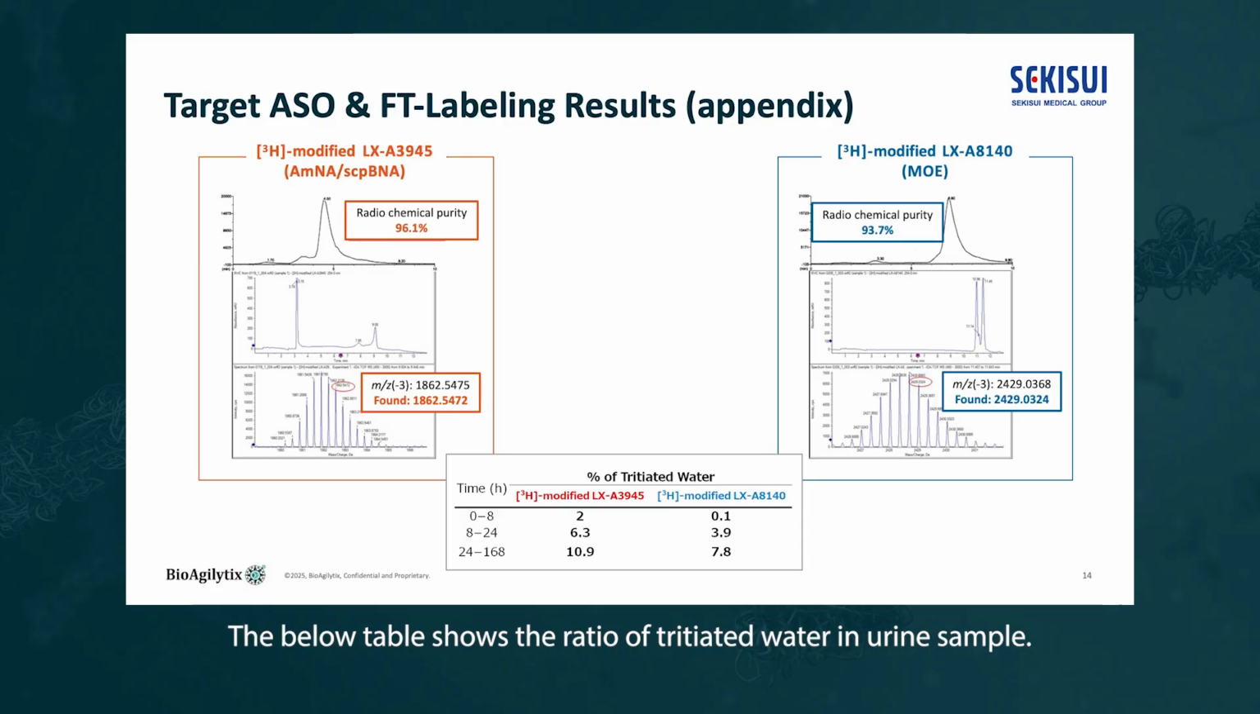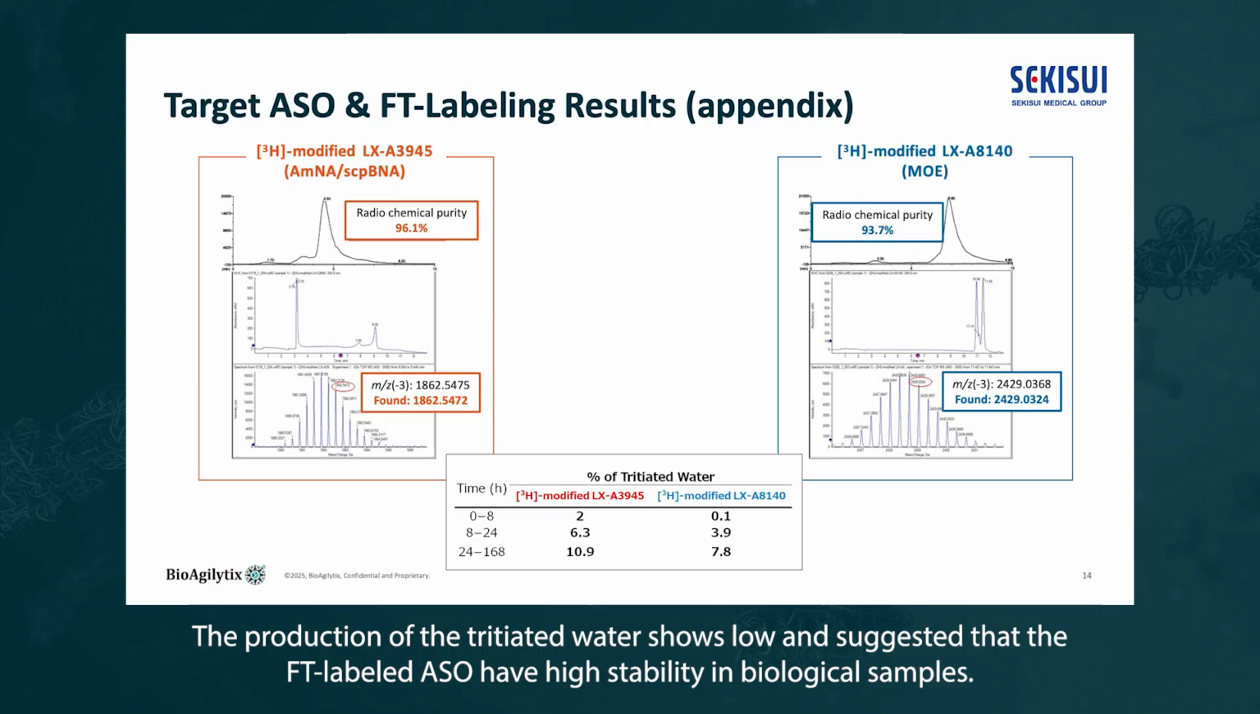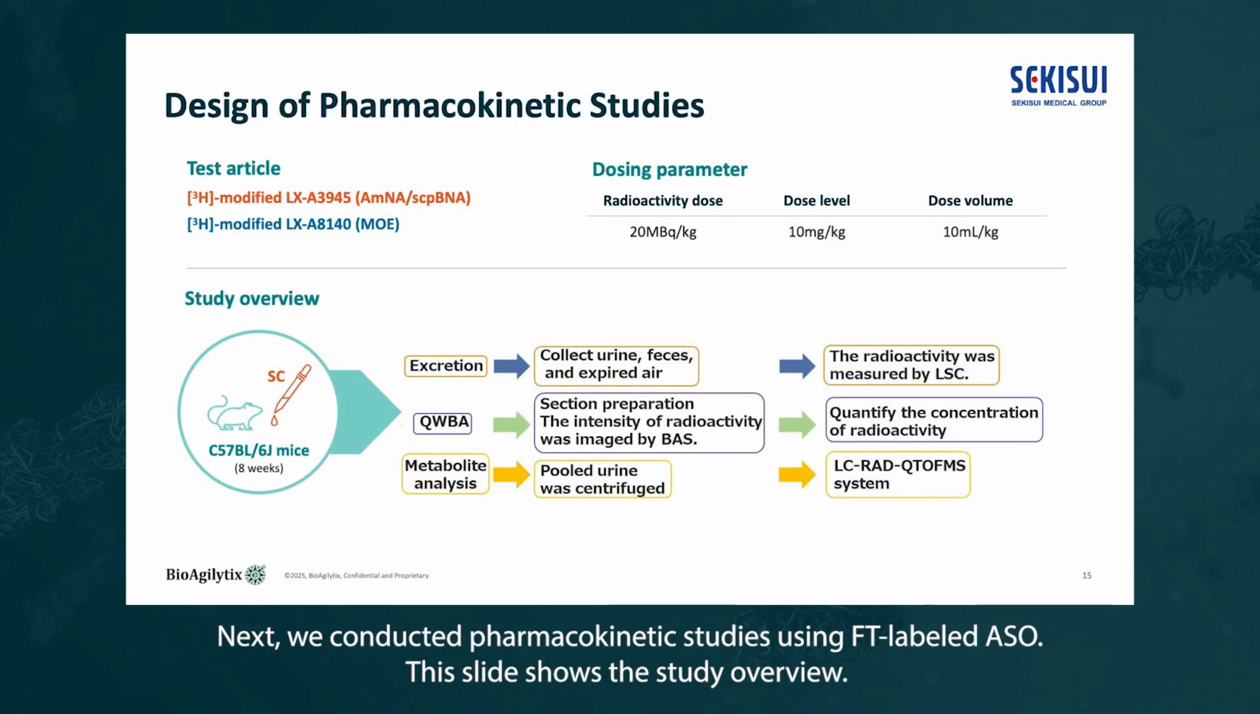The table below shows the ratio of tritiated water in urine samples. The production of tritiated water is low, suggesting that the FT labeled ASOs have high stability in biological samples. Next, we conducted pharmacokinetics studies using FT labeled ASOs.